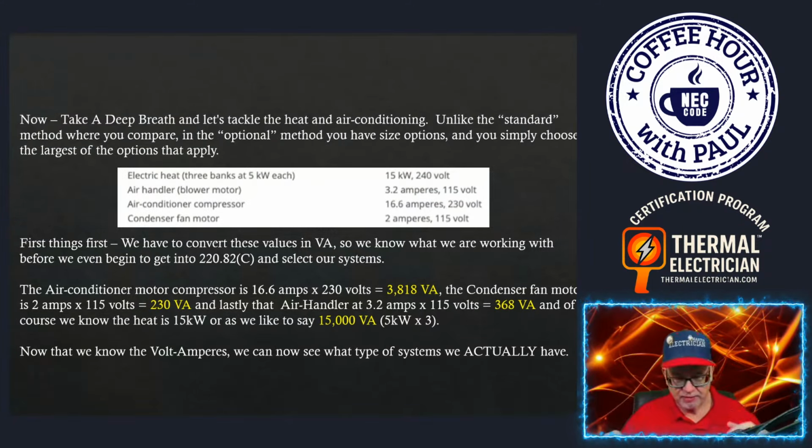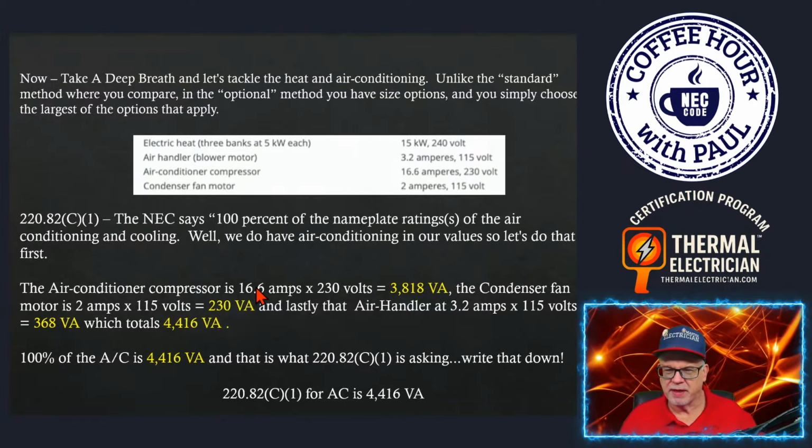It's 15 kW. The air handler, which was 3.2 amperes, okay, which right here is 3.2 times 115, which is what you got here on the screen. That is 368 VA. So you're just going to write that down. The 16.6 amperes times 230 should be 3,818 VA. Check my math out there. And then, of course, the condensing fan motor is 2 amps at 115. So 2 amps times 115 is 230. So we have all the VAs. We have everything that we need. So we can actually start comparing now.